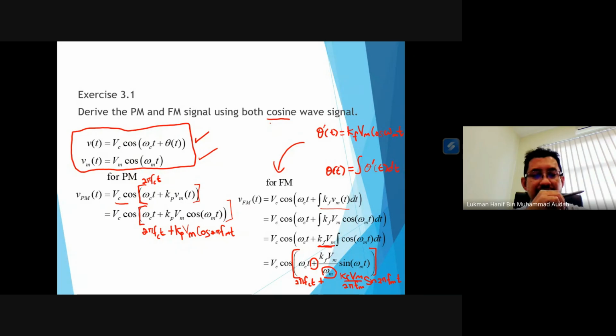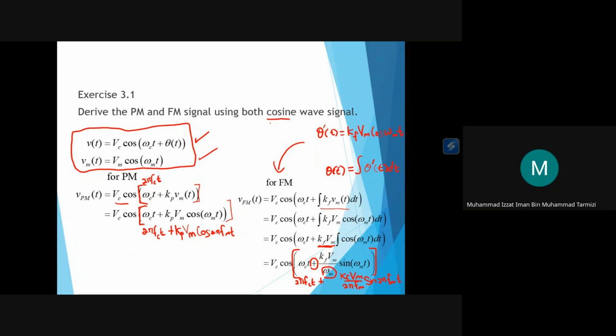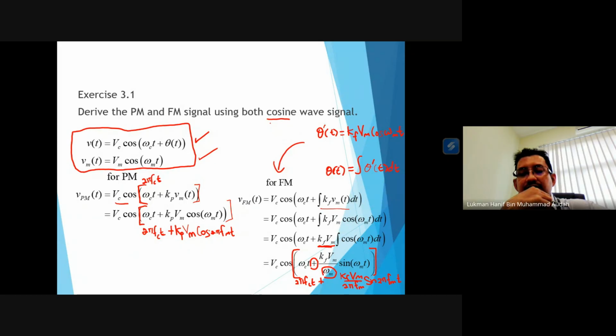Based on the question, normally in most of the calculations we use radians. Okay, normally we use radians. So don't worry, later we're going to see the example. You're going to see what happened from there.